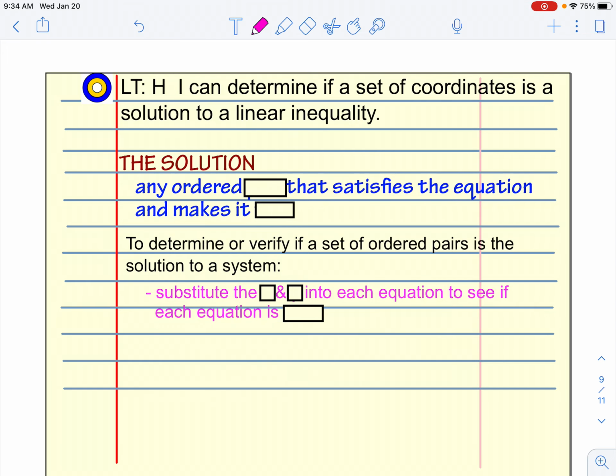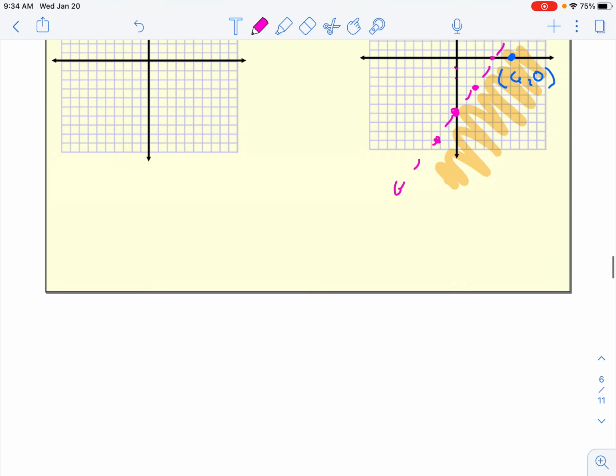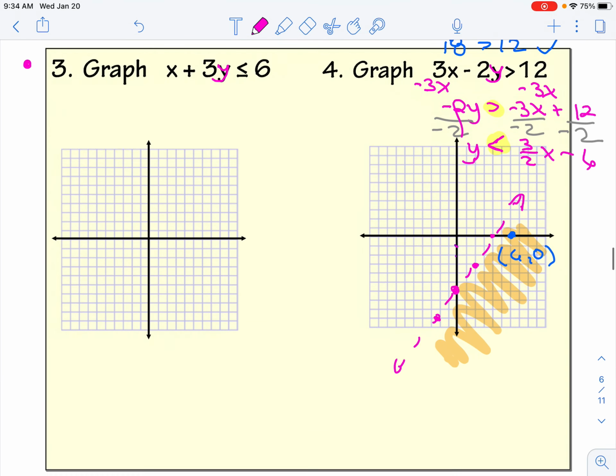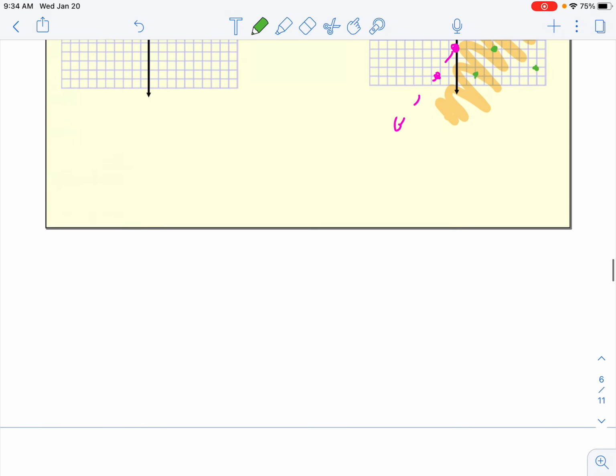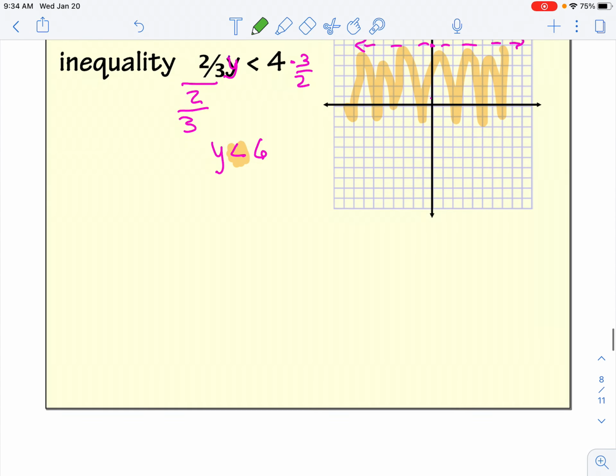All right, so the last thing we're going to work on today is determining if a set of coordinates is a solution to a linear inequality. So the solution is any ordered pair that satisfies the equation and makes it true. So if I look back to this example we did here, I picked one ordered pair and showed you that it is true. But there are lots of ordered pairs, like this ordered pair, or this ordered pair.